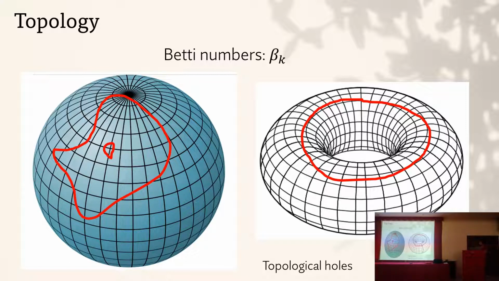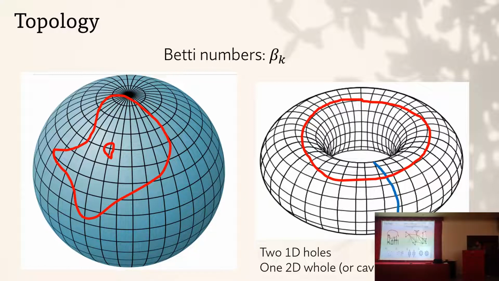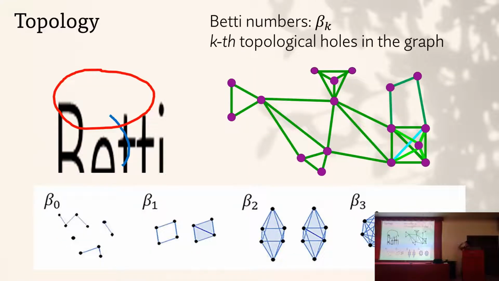So the number of holes are also relevant for topology, and they are characterized by these Betti numbers, which again are not easy to compute, but it's a Python function. So no one's going to ask you to compute the Betti numbers in the exam, because I don't know how to do it, actually. Anyway, the idea is that you do the same thing with graphs. This is not easy to understand, and it's not easy to visualize.